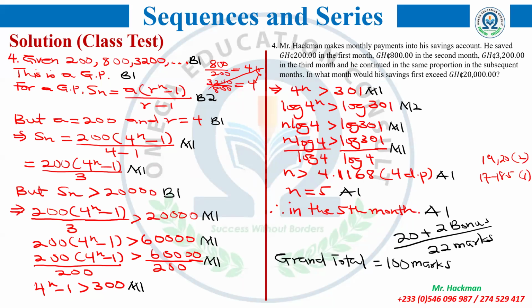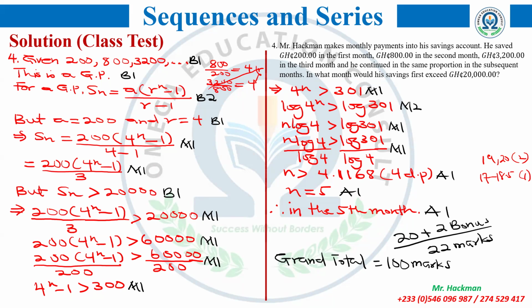What if you didn't bring the greater than sign, but you used equal to? It should be greater than, because we are talking about exceeding. We didn't say that it should be exactly equal to. So in that case, from here going, you will lose the marks. So sad, but there are no marks for sympathy.